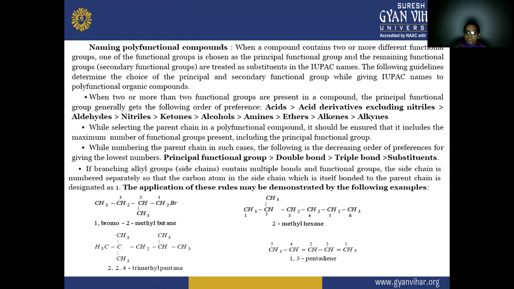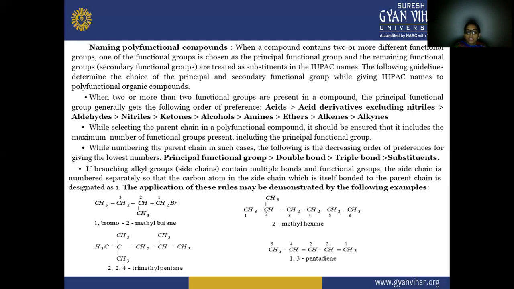So while selecting the parent chain in a polyfunctional compound, it should be ensured that it includes the maximum number of functional groups present, including the principal functional group. While numbering the parent chain in such a case, the following is the decreasing order of preference for giving the lowest number: the principal functional group, then the double bond, then the triple bond, and then the substituent.